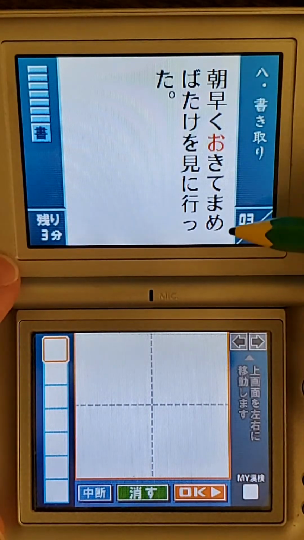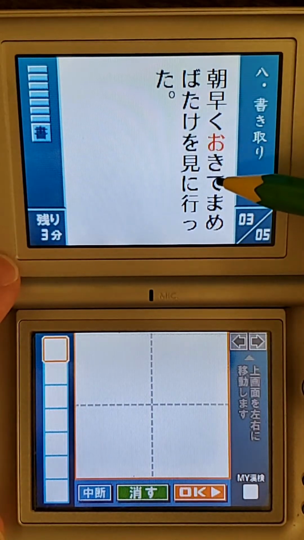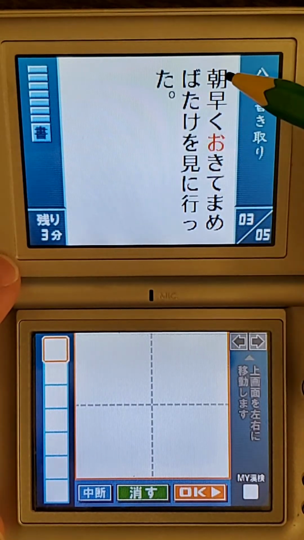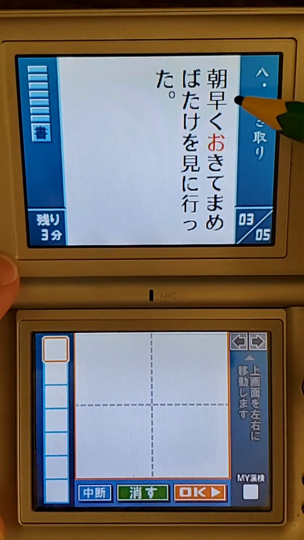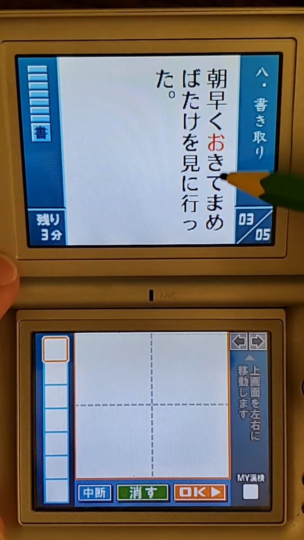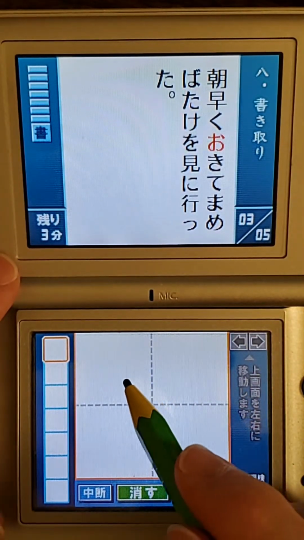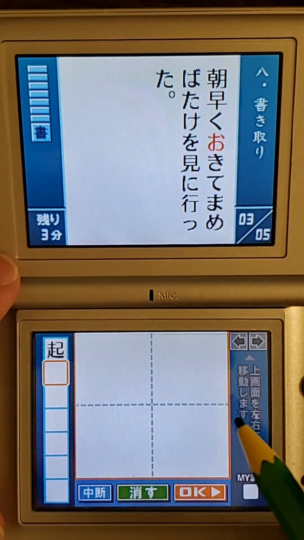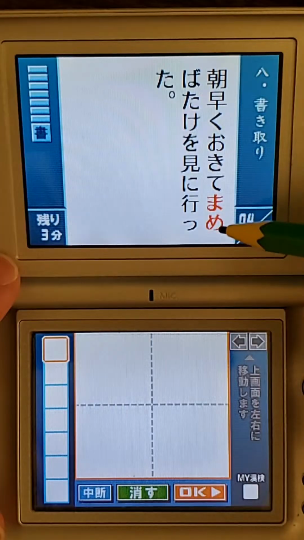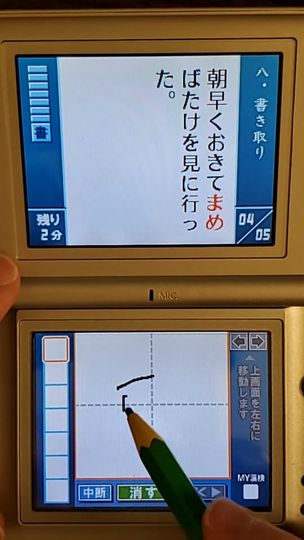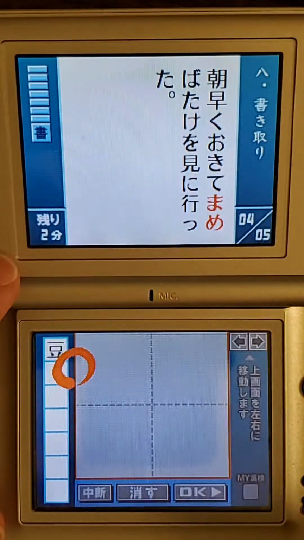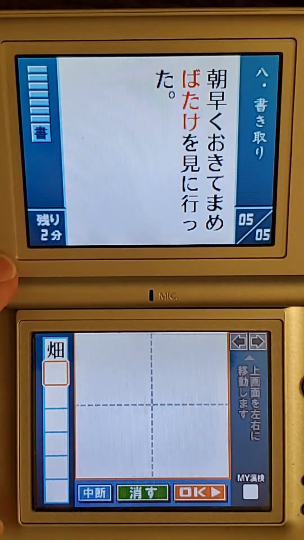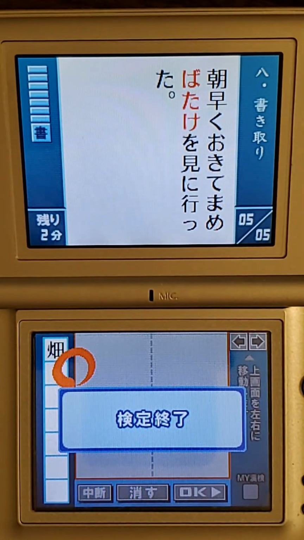All right. Asa hayaku okite. Mame. What? Come on. There's got to be a kanji in here. Asa hayaku okite. Mame batake. Oh, bean field. Oh, miniita. So I woke up early and went to see my bean field. Okay. Asa hayaku okite. Okiru. That is this. Mame. Let's see. That is mame. Batake. So you do fire and then field. All right, I did good there.